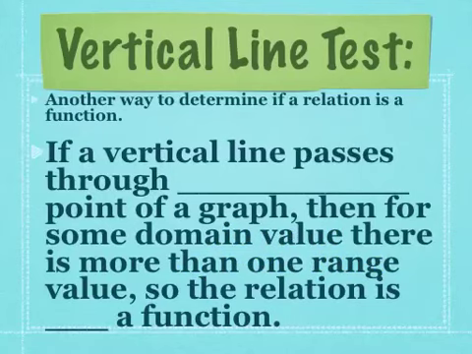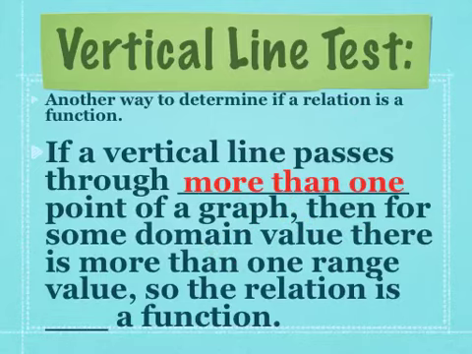The vertical line test, another way to determine if a relation is a function: if a vertical line passes through 2 or more than 1 point of a graph, then for some domain value, there is more than one range value, so the relation is not a function. Before, when we were given ordered pairs, we could do a mapping diagram to figure out if the relation was a function or not. If we're given a graph or points that we want to plot on a coordinate plane, then we can use the vertical line test.